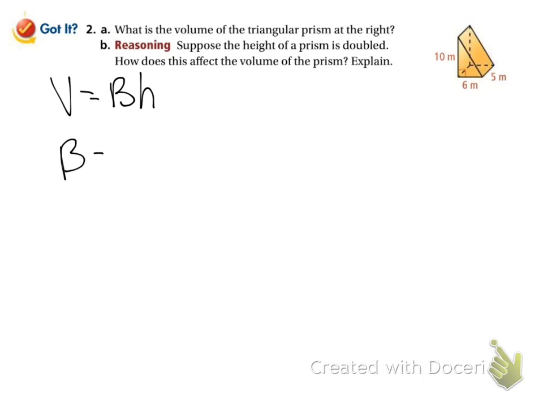So first we've got to find the area of the base. Well, our base is a triangle, right? And it's a right triangle. So we can use 1/2 base times height. And this height is just the height of the triangle, not the height of the prism. Right? Here's my base. So 10 and 6 are the legs. So 1/2 times 6 times 10. Well, 6 times 10 is 60, and half of 60 is 30. So that's 30 meters squared, the area of the base.